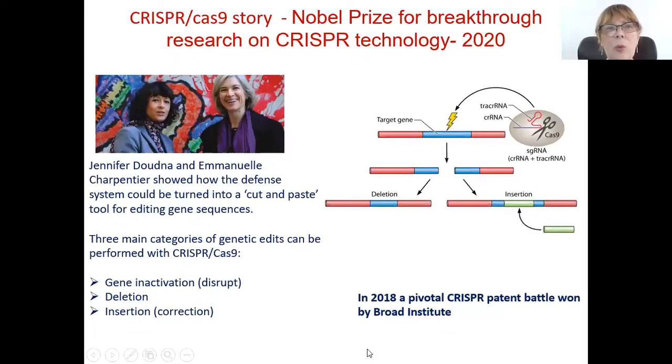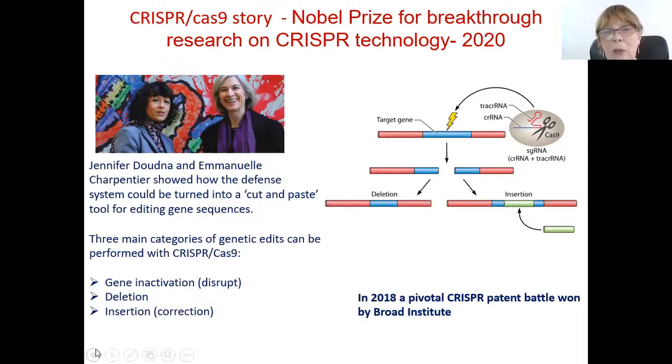And two women, Jennifer Doudna and Emmanuelle Charpentier, showed how the defense system could be turned into a cut-and-paste tool for editing gene sequences. And there is a patent for which two different universities were fighting for a long time. And in 2018, the pivotal CRISPR patent battle was won by the Broad Institute, where Charpentier is working.